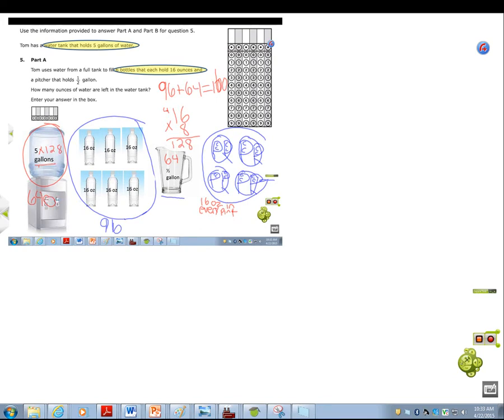Raylan asked me, why is it 640? Where did 640 come from, Raylan? The 640 came from the 5 gallons. That's how many ounces are in 5 gallons. And what's the original question? The original question is how many ounces of water are left in the water tank? So that's a subtraction problem. Okay, so 640 minus 160.